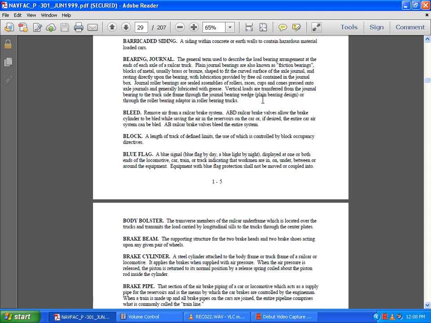Body bolster: the transverse member of a railway car under the frame, located over the truck's center, which transmits the loads carried by the longitudinal sills to the truck through the center plates.